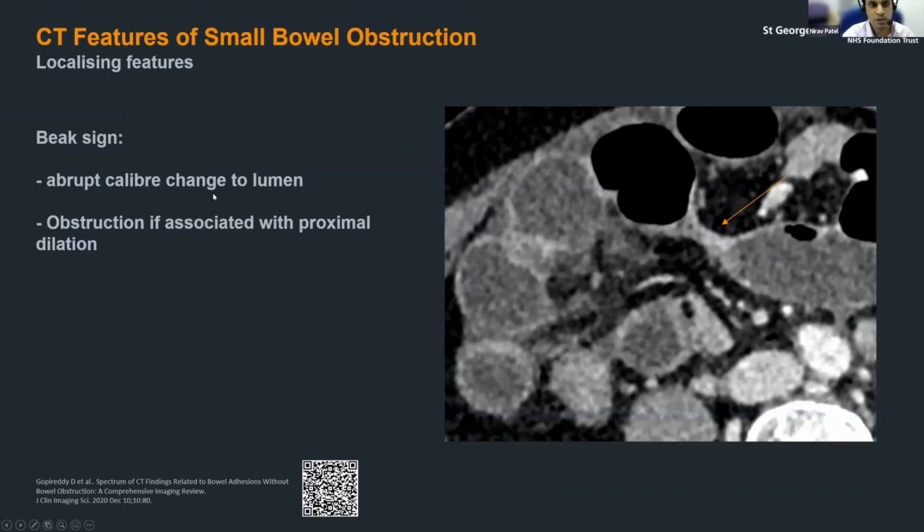Another localizing feature that we sometimes see is called the beak sign. This is quite an obvious high-grade distended small bowel, and narrowing here helps you locate where the site of obstruction is. But you might see this in the context of peristalsing bowel as well. So you have to use it when you think clinically there is a bowel obstruction.